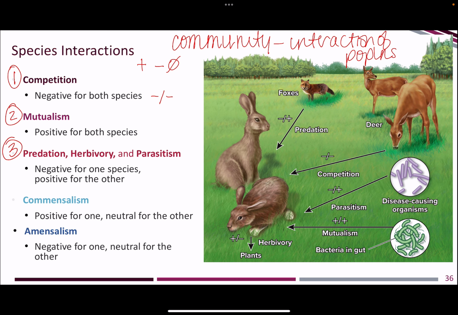We've got commensalism and amensalism. So these are opposite. Commensalism means positive for one, neutral for another. So neither positive nor negative for the other. And then we've got amensalism. This is an interaction that is negative for one species and neutral for the other.